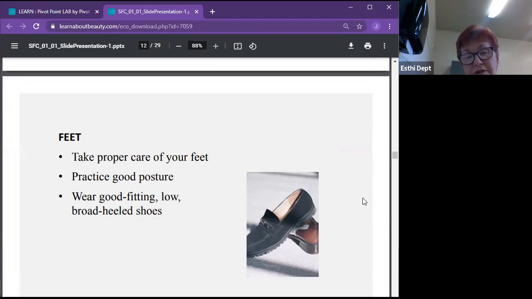It's take proper care of your feet. Practice good posture. Wear good fitting, low, broad-heeled shoes. Okay, I'm going to tell you that right now, those little cute stilettos and nice heels that you're wearing, okay, oh, I can wear them all day long. When you're working 10 to 12 hours a day, they're not going to be very comfortable because you're working in a shop where you have concrete underneath you, kind of like the floors that we have here. So if you don't have a mat that'll take off some of that stress on your feet, you're going to really have messed up feet by the time you get out of this industry. So take good care of your feet.